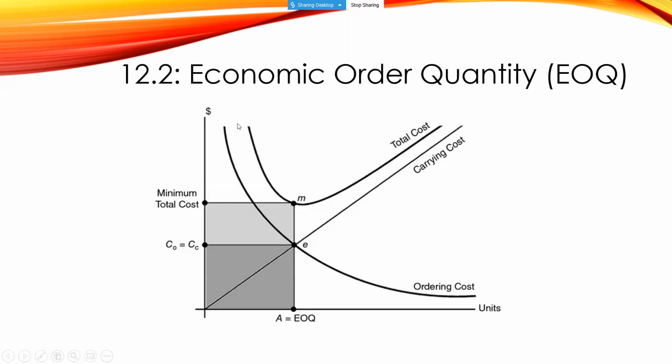And then our total cost of inventory would basically be adding the carrying cost and the ordering cost together. And that would give us our total minimum cost that our units could cost us per unit per year.